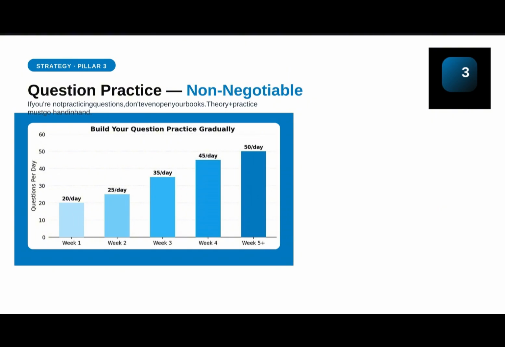So whenever you're solving those questions, you can easily relate that, "I just read that line in my theory, in my notes," right? So start with 20 questions a day, then gradually increase it to at least 50 random questions a day. Also, you can do one thing.